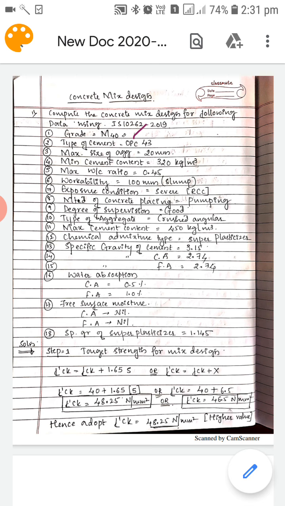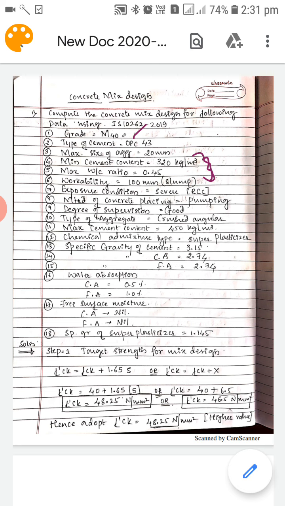Instead of these two data, they can just give you the exposure condition, that is whether the concrete is exposed to mild condition, moderate condition, severe. Like this. If they just mention the condition of exposure, you can go to table number 5 of IS 456-2000 and get these two values, that is minimum cement content and maximum water cement ratio according to the exposure condition of the concrete.